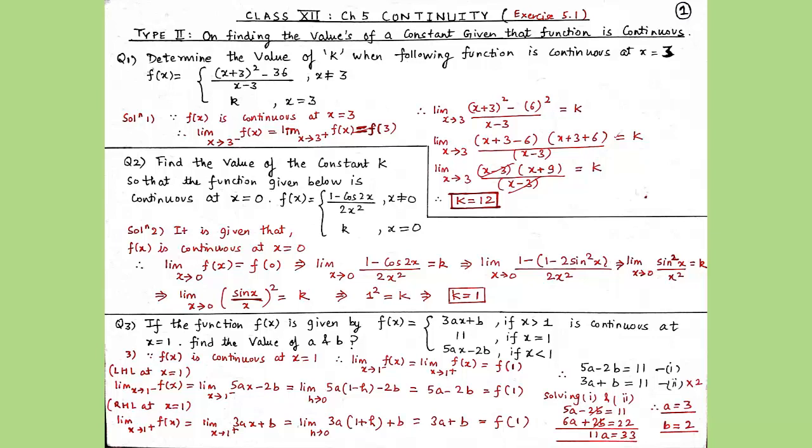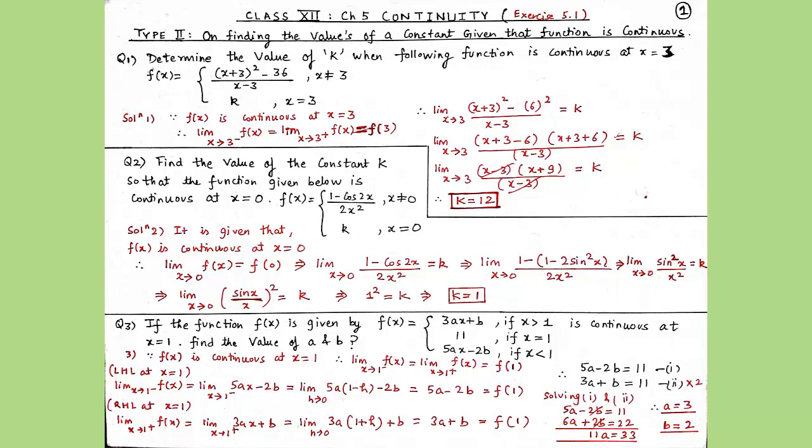And now our next question is: find the value of the constant k so that the function given below is continuous at x equal to 0. So student, our function f(x) is equal to 1 minus cos 2x upon 2x squared if x is not equal to 0, and k if x is equal to 0. So again in this question our function f(x) is already continuous.